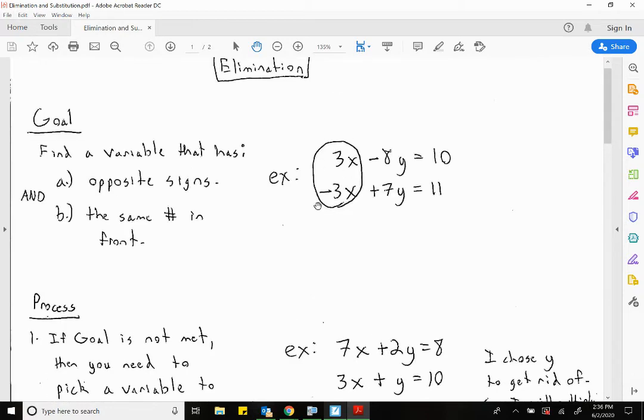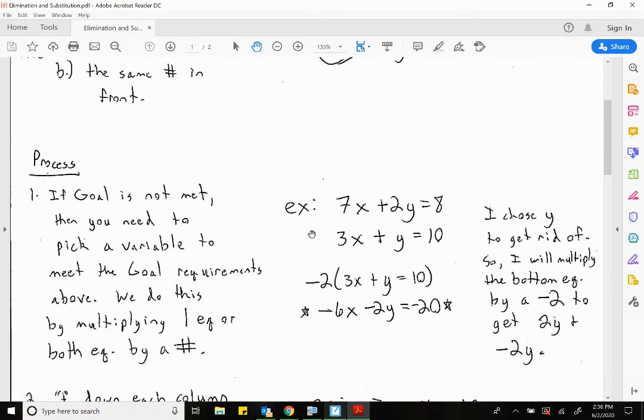If you have this, we're going to skip right to step 2 and work the rest of the problem. If you do not have that, then you will be doing step 1. Like when you look at this example right here, see how we don't even have one opposite, one negative. So the goal is not met here, which means we're going to be doing step 1.